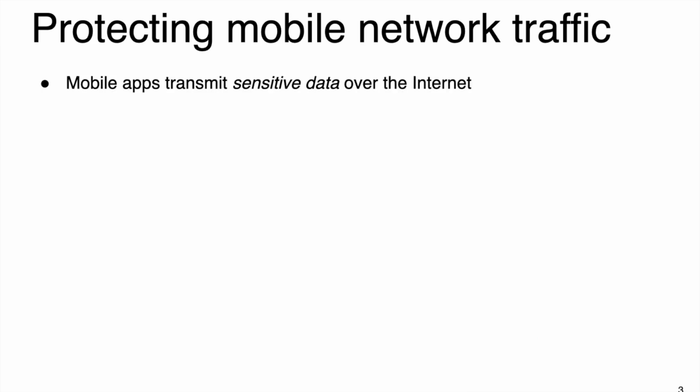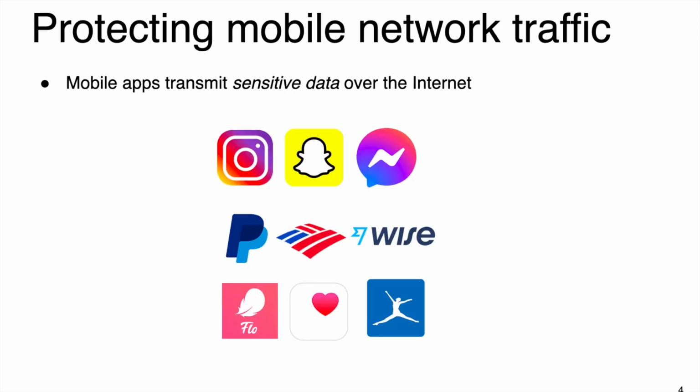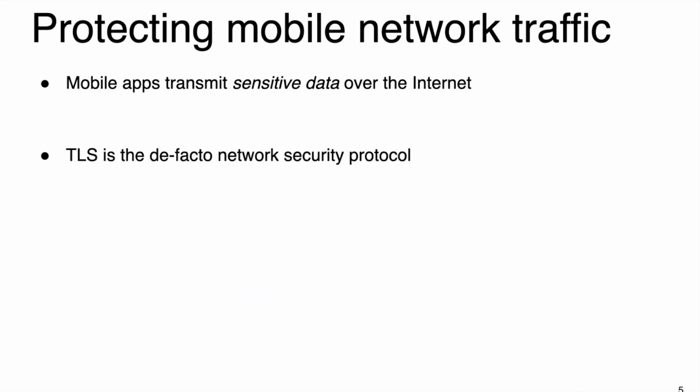We start with the problem of protecting network traffic from mobile devices. It's an important problem as mobile apps transmit sensitive data over the internet. For example, data sent by social media, banking, or health apps. So, how do apps protect this data? Well, they mainly use TLS, the de facto network security protocol. For the most recent versions of Android and iOS, network traffic is sent over TLS by default.